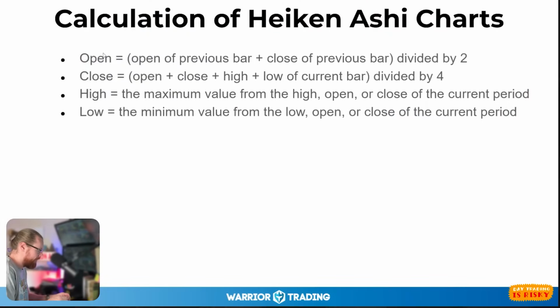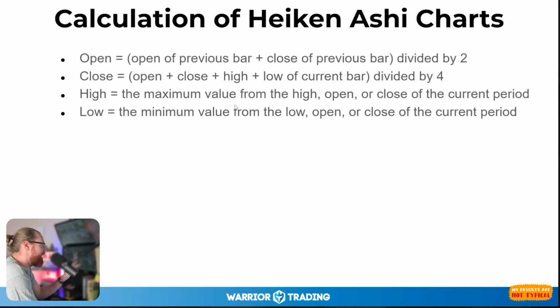So with a Heiken Ashi candlestick chart, the open is the open of the previous bar plus the close of the previous bar divided by 2. And the close of the current bar is the open plus the close plus the high plus the low of the current bar divided by 4, right? So this is a different calculation. We're still using the same data points of open and close, high and low, but it's using the previous bar in combination with the current bar to smooth the price action.